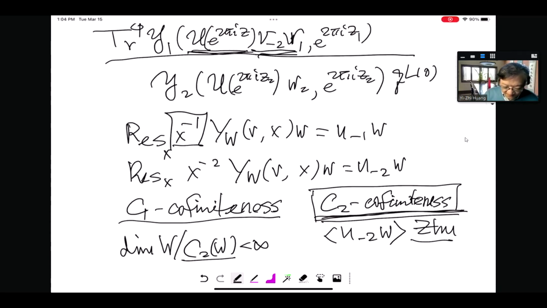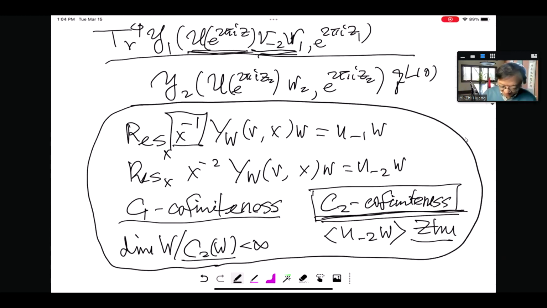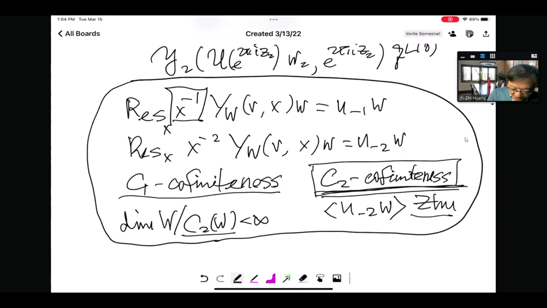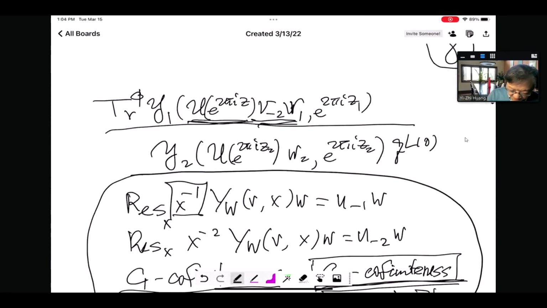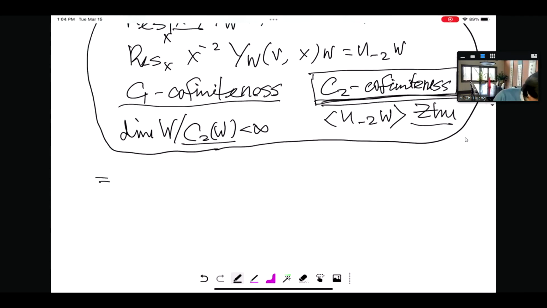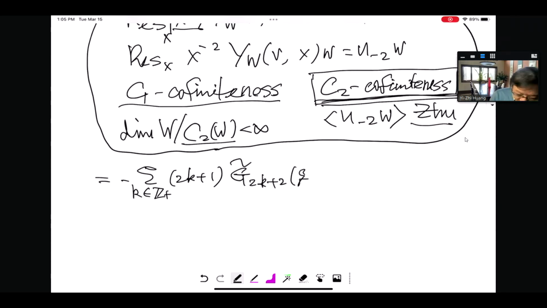Okay, so now the formula I want is this: the trace with W1 replaced by V minus 2 W1 is equal to the following. First of all, it's minus the sum over K in Z plus of 2K plus 1. Here we have the notation of Zhu, so I use this notation. This is basically the modular function G2K plus 2 of tau, but here everything should be expanded as a series in Q.